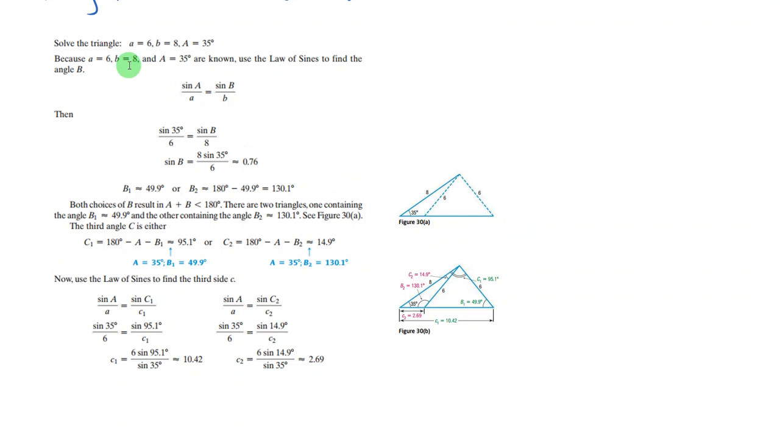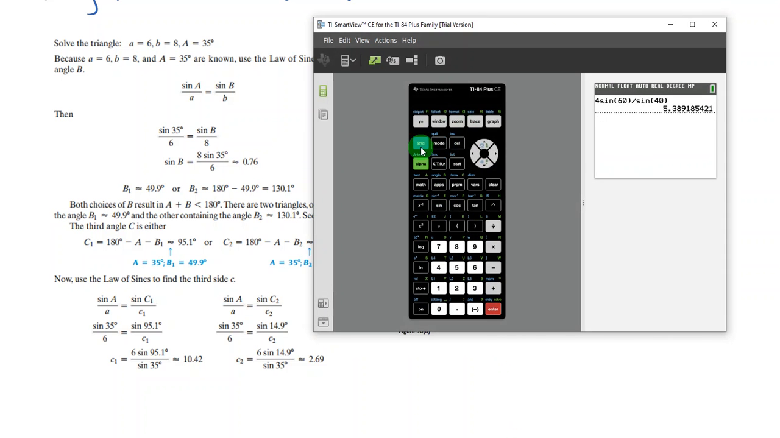So we were given two sides and an angle. So if we plug in sine of 35 over 6 equals sine B over 8, we get sine B is this amount. And remember that if you go to your calculator and you do second sine and you put in 0.76 and you hit enter, you get 49 point, how did we get 49.9? I'm not sure what happened there. That's not my problem, but let's see.